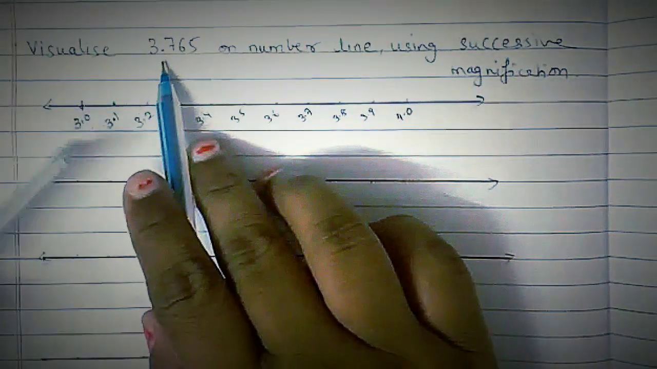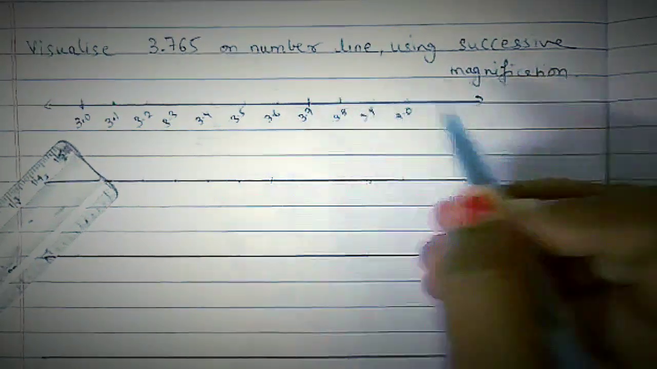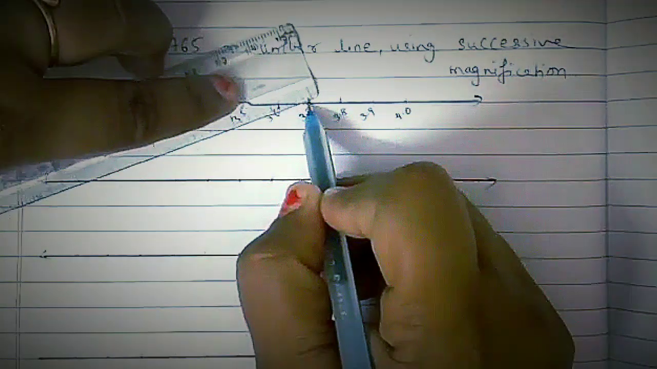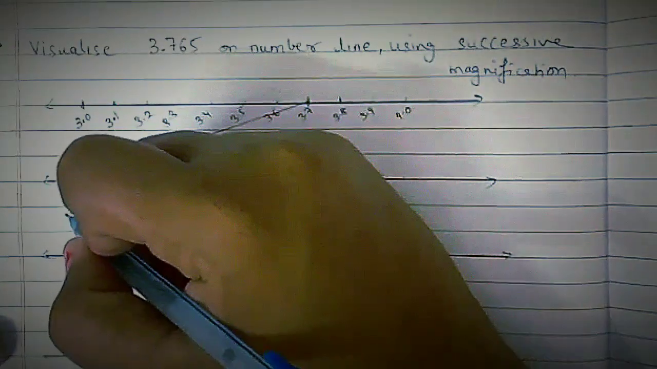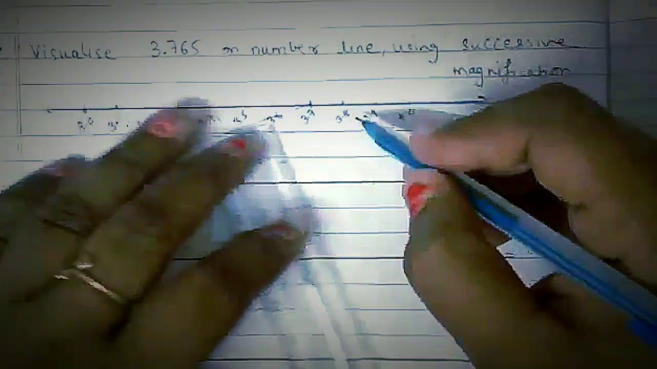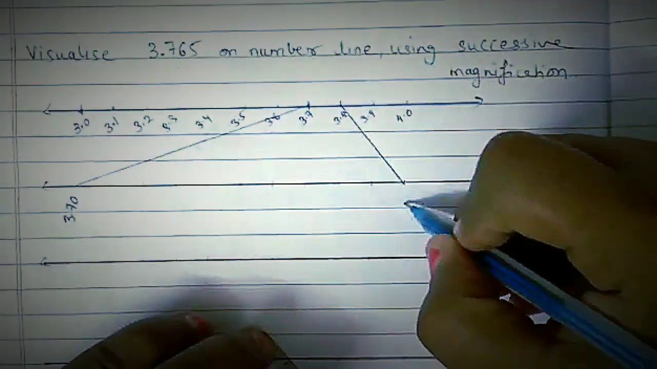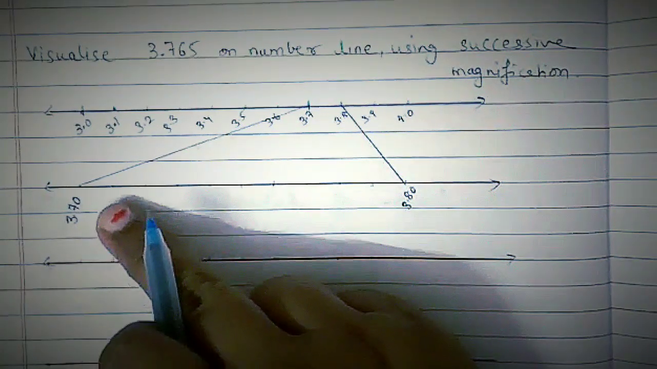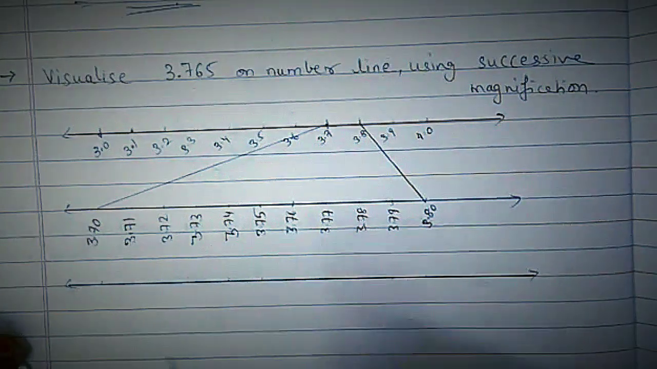Now this 3.765 lies between 3.7 and 3.8. So again I have made 10 divisions. We will start with 3.70 here. So this is the first point, that is 3.70, right, till the last point 3.80. In between I will write 3.71, 72 and 73 and so on. So I have written all the numbers.